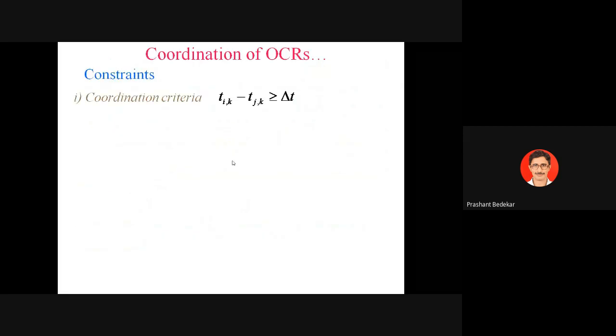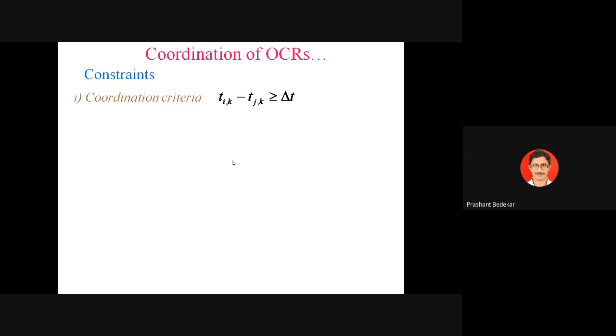Constraint set number 1 is called coordination criteria. Tik minus Tjk should be greater than or equal to delta T. What is Tik and what is Tjk? Tik is the time of operation of relay I for fault at point K, and Tjk is time of operation of relay J for fault at point K.